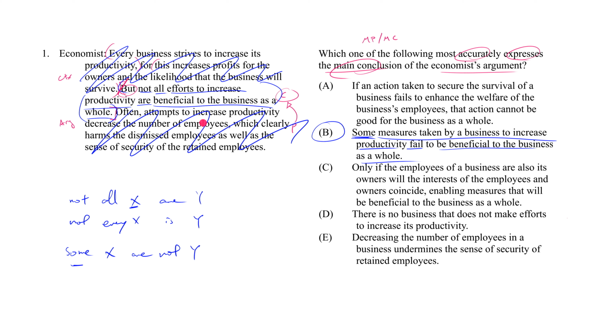And here, look, some, what's the x? Efforts to increase productivity. Here they use slightly different words. Instead of saying efforts to increase productivity, they're using measures taken by a business to increase productivity. Well, that's close enough. Here are not y, right? What is the y? Beneficial to business as a whole. So you have to say not beneficial to the business as a whole.